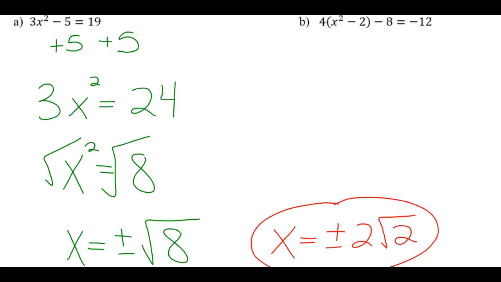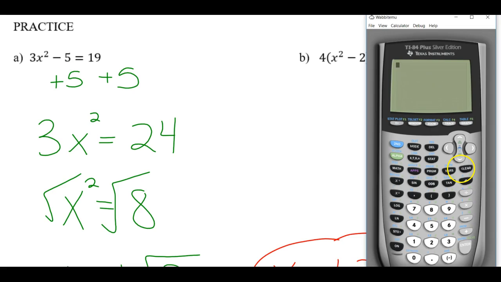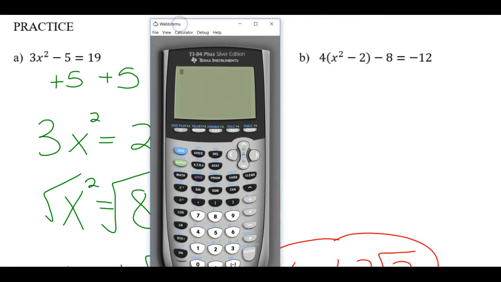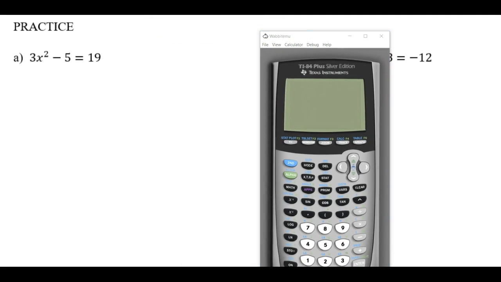So let's go back to the original problem and get out your calculator. Let's graph this parabola and see if it crosses the x-axis at 2.8. In order to graph this, it has to be set equal to 0. So what do I need to do so that I can type it into y equals with the polynomial equal to 0? Minus 19 over to the left side. So that's going to give me negative 24, right?